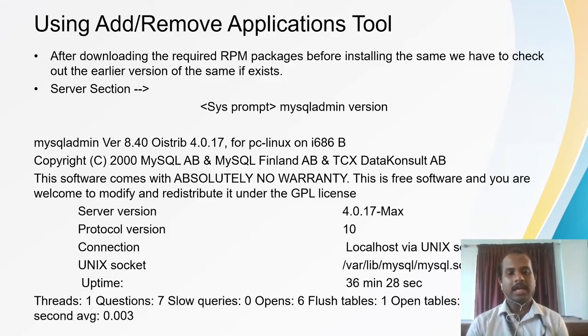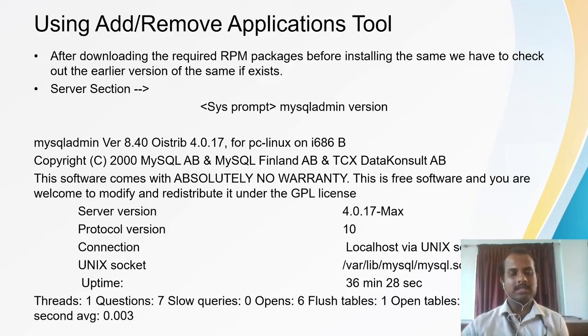After downloading the required RPM package, before installing it on the Linux box, we have to check whether earlier RPMs are available on your system, or if any MySQL is installed. Why is this done? Because if there are already installed RPMs related to MySQL, then you have to reinstall. How do you find the version? Go to the server section and type mysqladmin version, which will provide the details of the MySQL that is present with you.